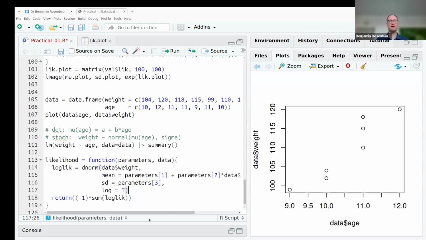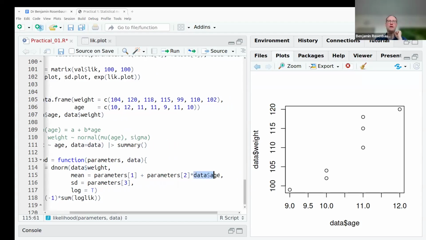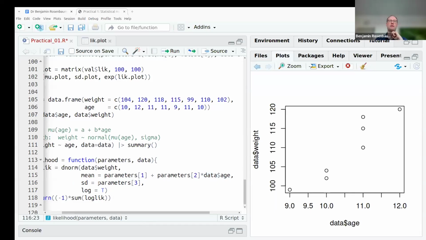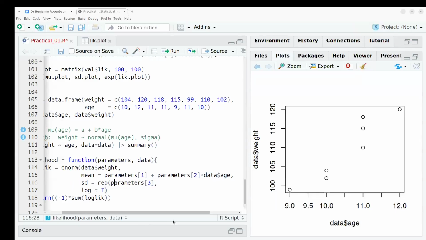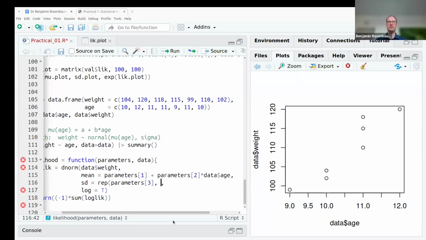There's just one technical detail here. This wouldn't work here because these are all the weights. So this is n observations. This will also produce n values. So we have data age, this is n values. And I think we also have to make this n values of standard deviation here. So we have to replicate this parameter a couple of times. And it's the same as the length of, for instance, data$age.